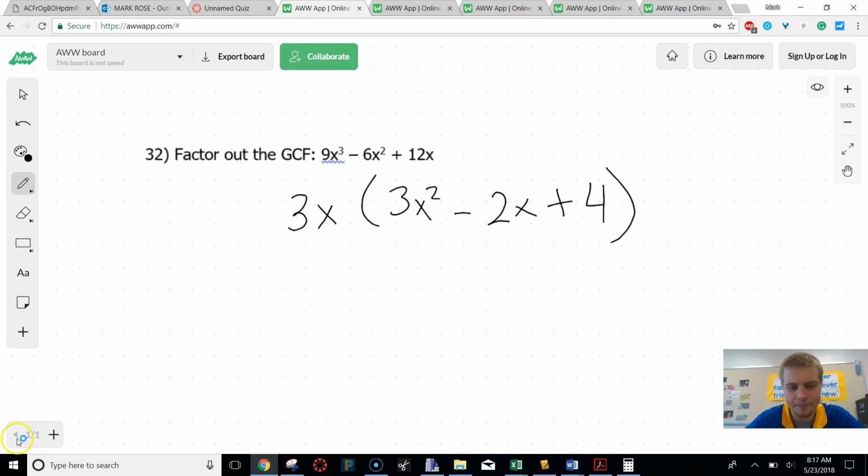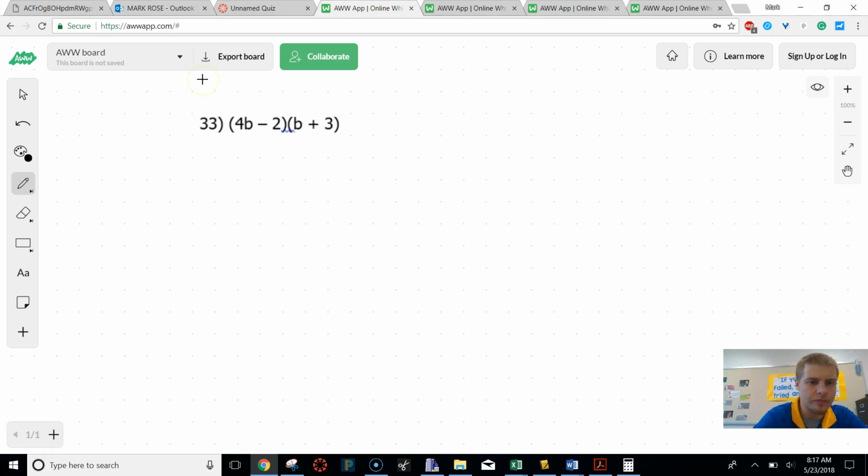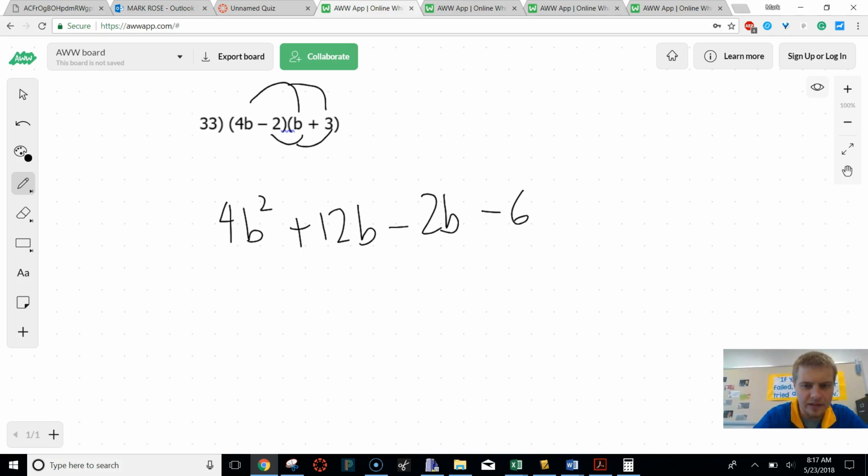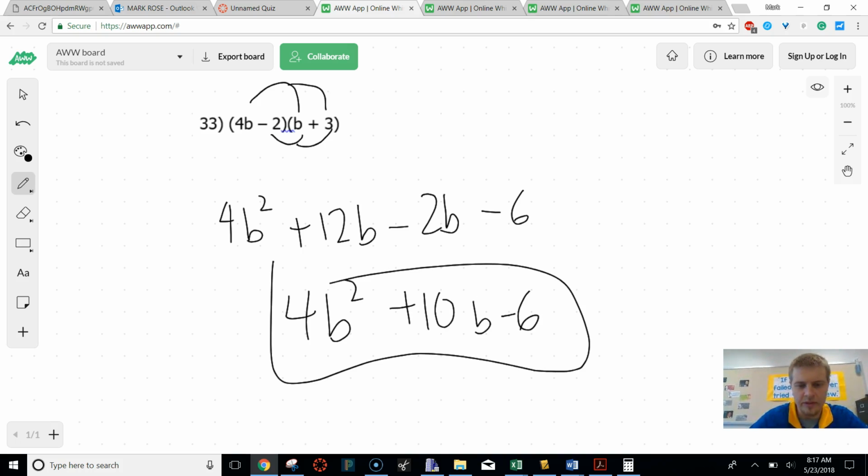Try the next one. For this one, I would want to distribute because I have 2 parentheses pressed up. When you distribute or FOIL, you're going to get 4b squared plus 12b minus 2b minus 6. That's going to give you 4b squared plus 10b minus 6, and that would be my final answer. Let's try the next one.